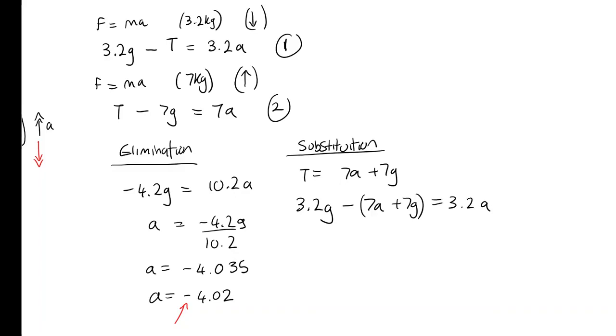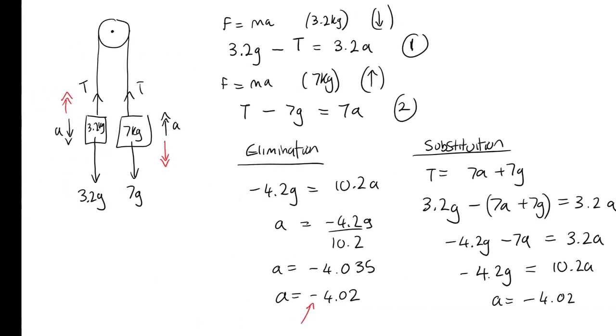So then this leaves us with 3.2g minus 7g. That's again minus 4.2g minus 7a equals 3.2a. So 10.2a on the right, minus 4.2g on the left. This gives us the same thing, minus 4.02. That's it.